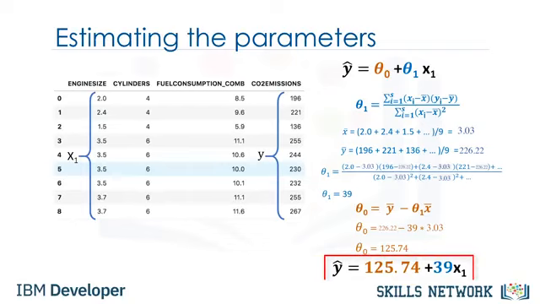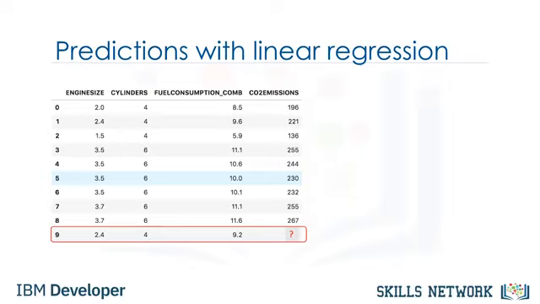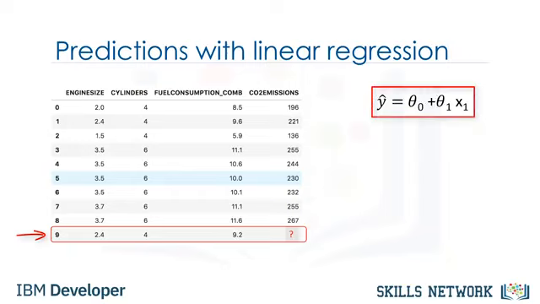Now the question is, how can we use it to predict the emission of a new car based on its engine size? After we found the parameters of the linear equation, making predictions is as simple as solving the equation for a specific set of inputs. Imagine we are predicting CO2 emission, or Y, from engine size, or X, for the automobile in record number 9. Our linear regression model representation for this problem would be y hat equals theta 0 plus theta 1 x1.